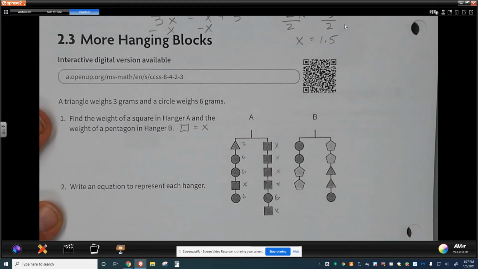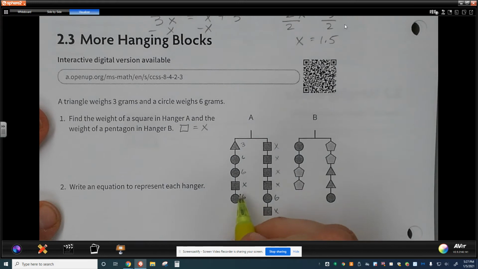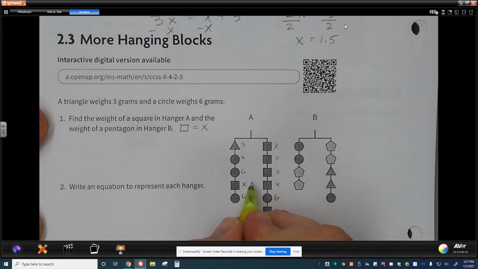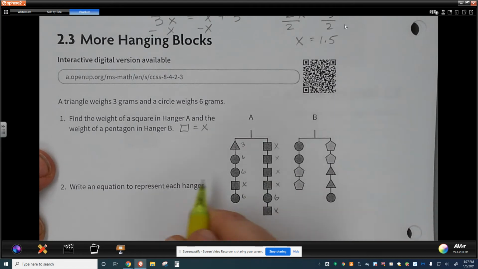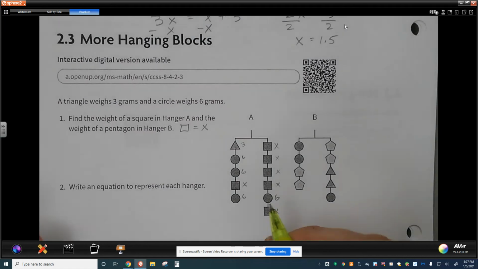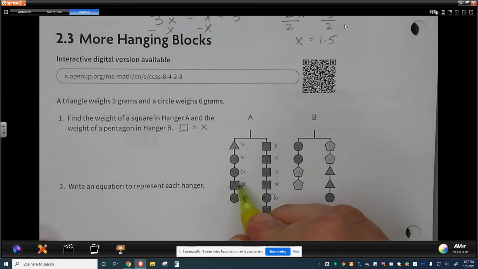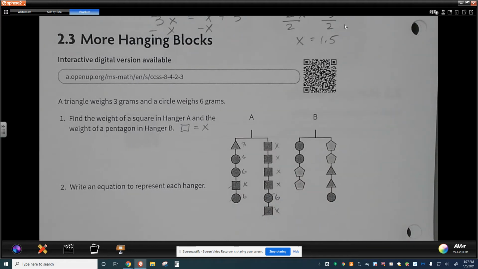What I want to do is go ahead and combine the values that I know. On A, I know that I have 1x. It's right over here. I'm supposed to find the weight of one of these squares. So if I was to work my way through this, what could I take away? What could I do with this? I have a couple of options. I can take away a circle here and a circle here, and that maintains balance. And I can take away an x here and an x here, and that maintains balance.